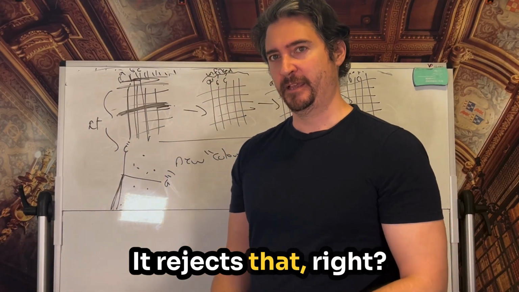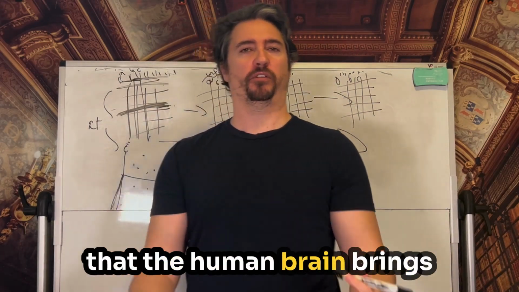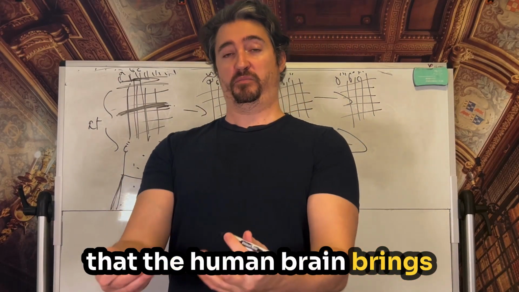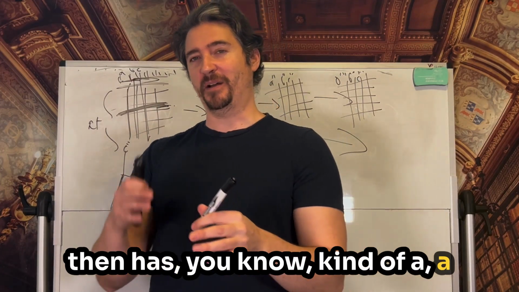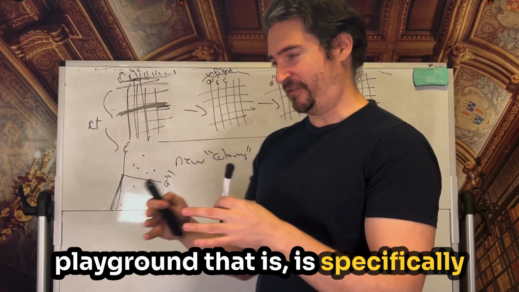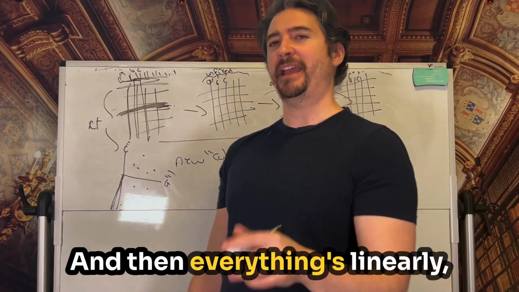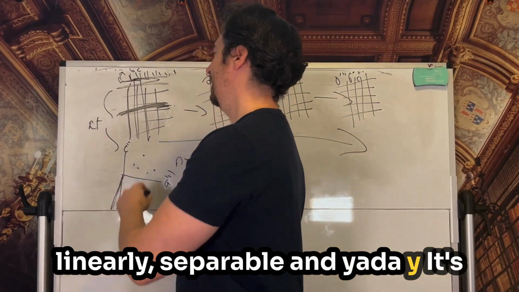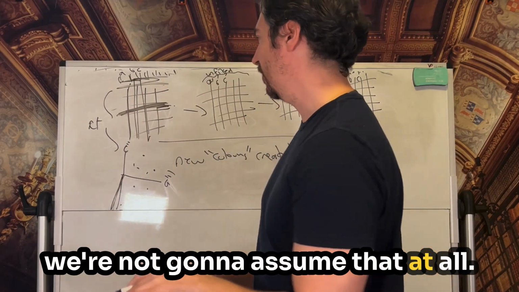It rejects that, because that would be assuming, especially for AI, that the human brain brings in data directly like that and then has a playground that is specifically defined by the original attributes you viewed, and then everything's linearly separable and so on. It's a way too restricted playground. Deep learning says we're not going to assume that at all.